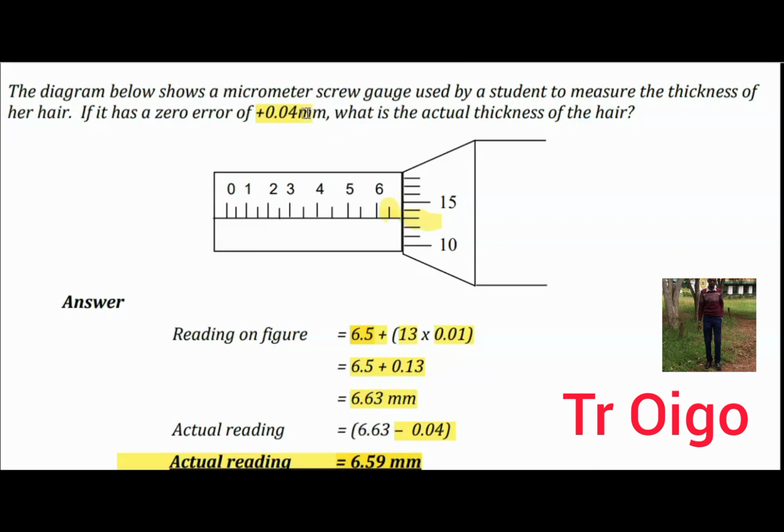Now, the actual reading is going to be the reading that we've gotten from the micrometer screw gauge. We minus, remember the positive error is subtracted. So we are going to say 6.63 minus 0.04. And by so doing, the actual thickness of the hair is going to be 6.59 millimeters.